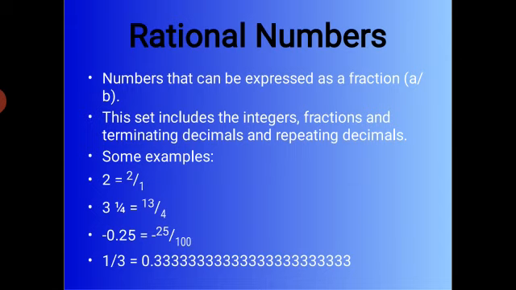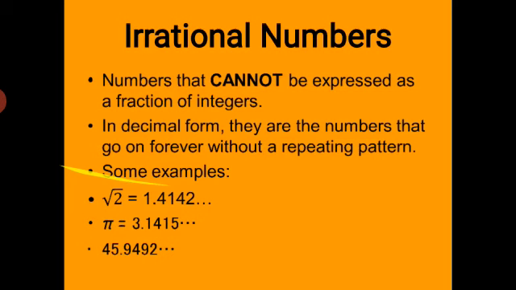So 13 over 4, for instance, is a rational number. Negative 25 over 100, for instance, is equal to negative 0.25. So you can see that with this negative 25 over 100, its decimal terminates to a finite number, which is 0.25. Those are the only decimals that you can get for this particular fraction. So hence we say that it is a rational number.